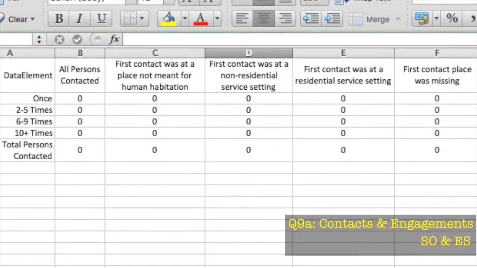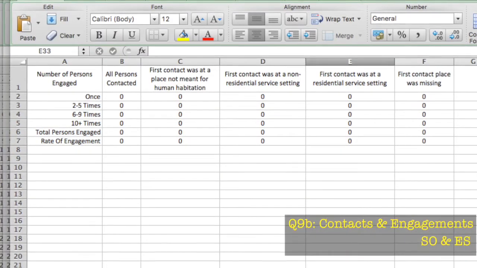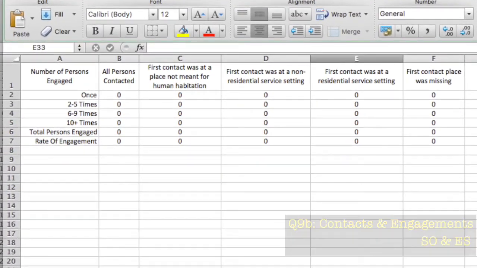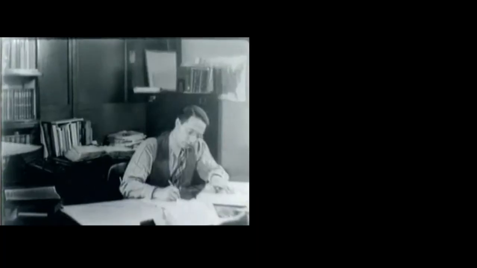I'm also going to skip question 9A, 9B. Those are for street outreach. And because the COC program can't fund street outreach, we won't be covering this section.